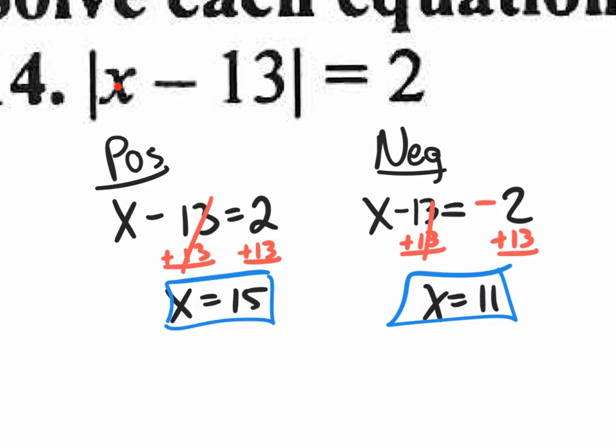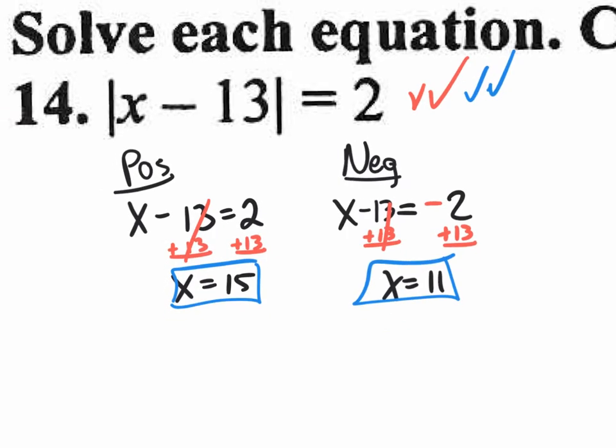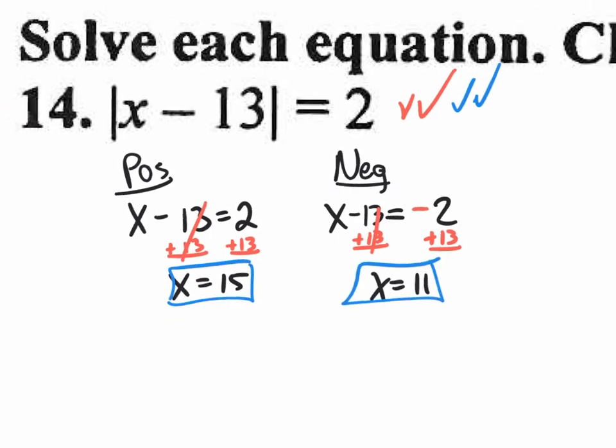If I put a 15 right here, 15 take away 13 is 2, and the absolute value of 2 really is 2. That's what we call double checking. All right, now let's go for the other one. Let's double check this guy. Plug in 11 right there. 11 take away 13, that's -2, and the absolute value of -2 is also +2. So we have double checked both answers, and they both work. So both of those are our answers. Sometimes only one answer works, the other one's extraneous. Remember, it's just an extra answer that you got that did not work. Sometimes no answers work, which would make it no solution.